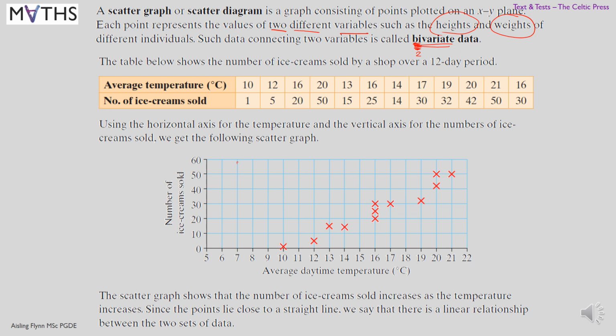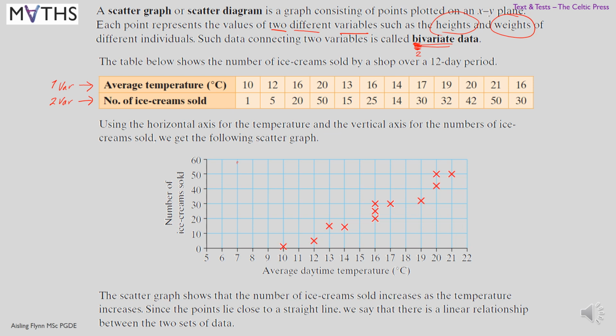The table below shows the number of ice creams sold by a shop over a 12-day period. So number of ice creams, that's one variable, but also they've recorded the average temperature in degrees Celsius on the day that they recorded the sales of ice creams. So this is bivariate data, and we're asking, do you think there is a relationship or connection between the daily temperature and the amount of ice cream sold in a shop? So quite possibly yes.